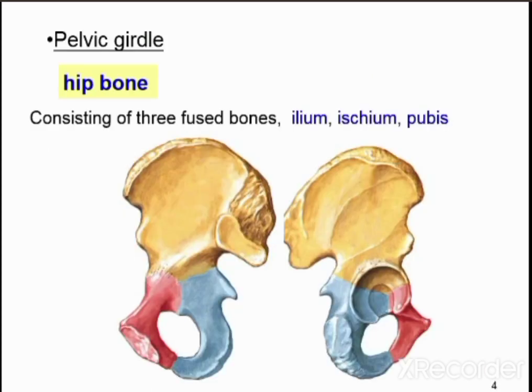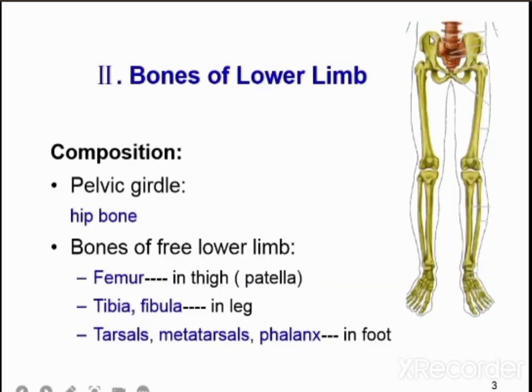Now let's take a close look at each bone of our lower limb. The first one is the hip bone. Here is the right hip bone. You can see here, this is the right hip bone. Here is the left hip bone. This hip bone and the sacrum form our pelvis.